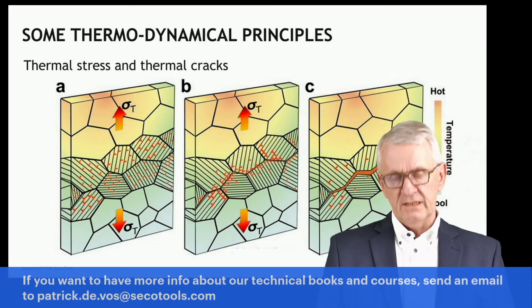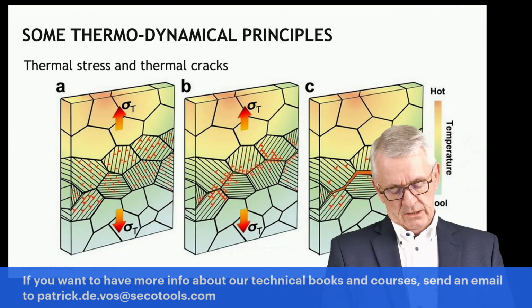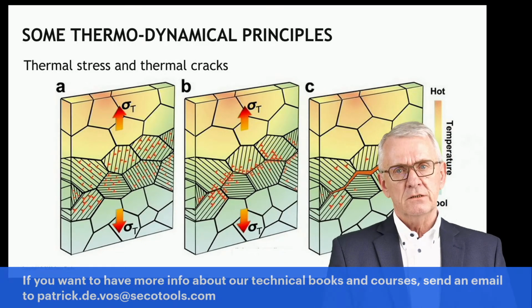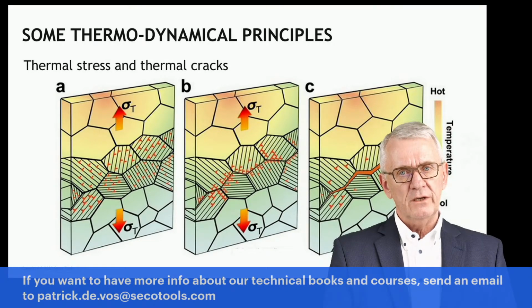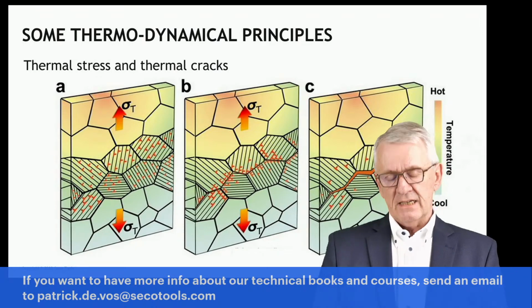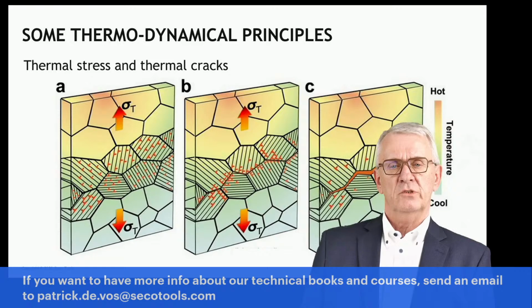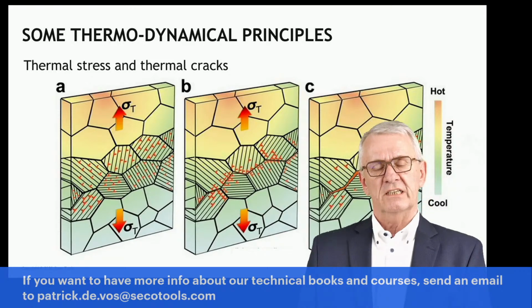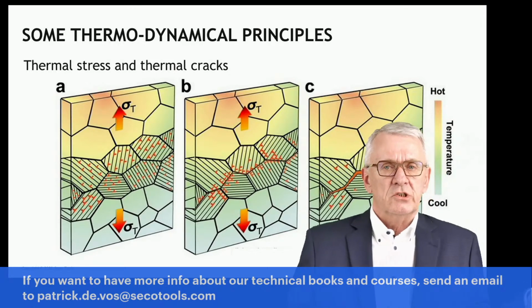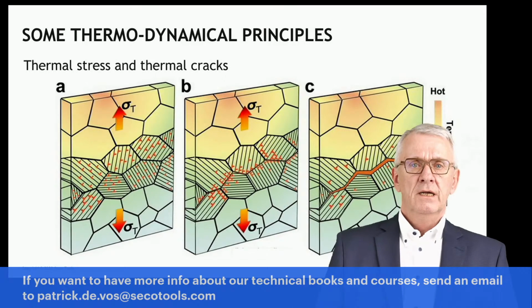So, three important things to remember from here on. Temperature gradient: differences in temperatures in one body of a material. That leads to thermal stresses, and there is a risk that thermal stresses lead to thermal cracks, and thermal cracks, of course, weaken the structure of the material.